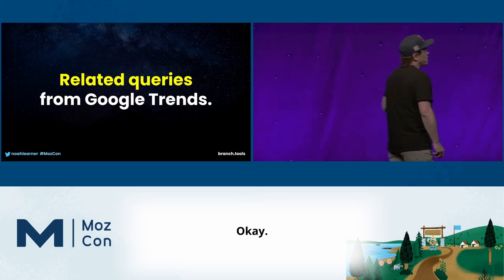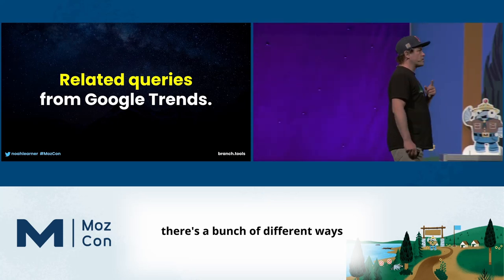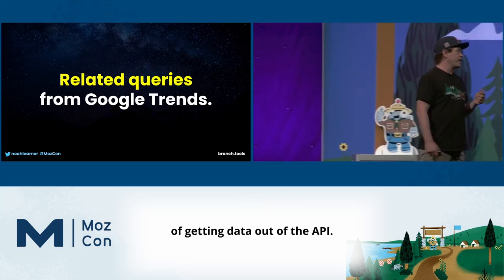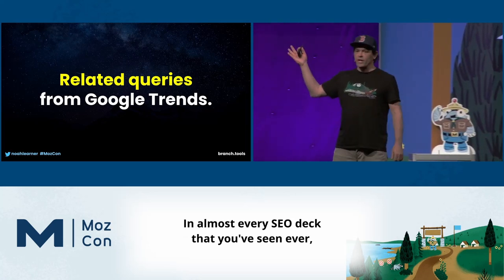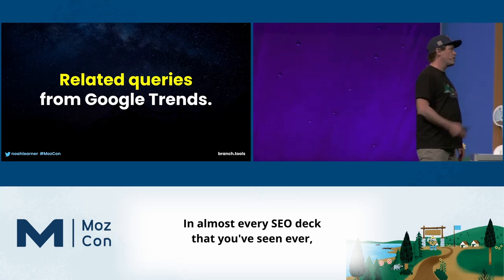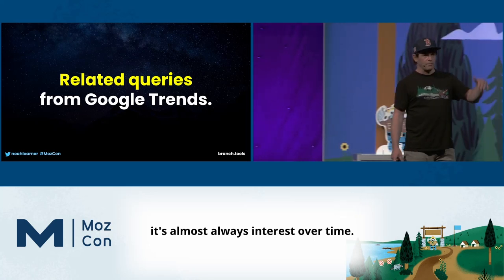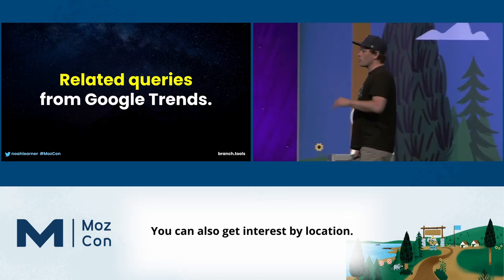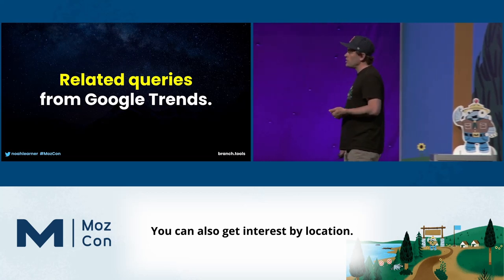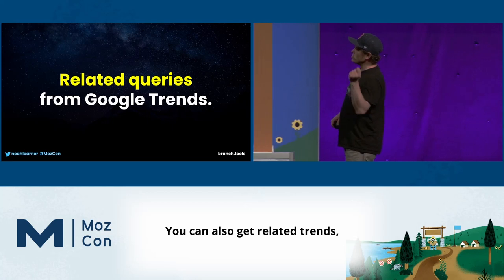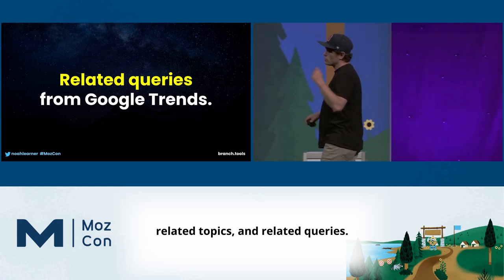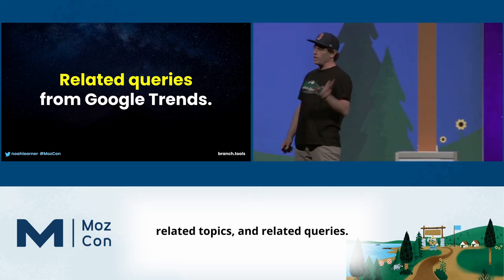Okay, so with Google Trends, there's a bunch of different ways of getting data out of the API. You can get interest over time. In almost every SEO deck that you've seen ever, it's almost always interest over time. That's that time series chart. You can also get interest by location. You can also get daily trends. You can also get related trends, related topics, and related queries.